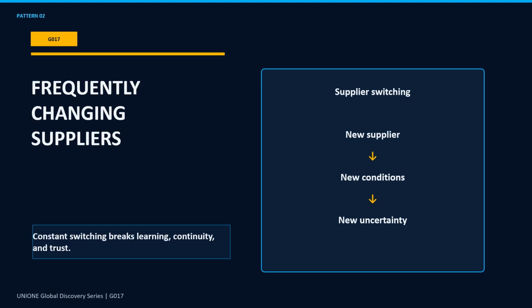The second pattern is frequent supplier switching. When a buyer receives a slightly lower quotation, the buyer may immediately move to another supplier, but each new supplier brings different conditions, documents, product specifications, schedules, and communication methods. The buyer must begin the learning process again. Constant switching may create a temporary price benefit, but it also breaks continuity, operational knowledge, and mutual trust.